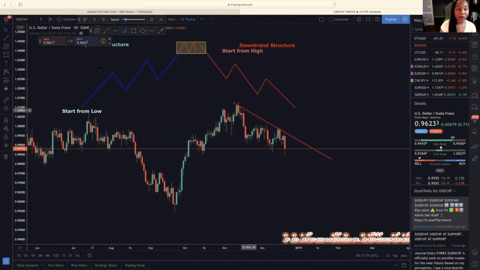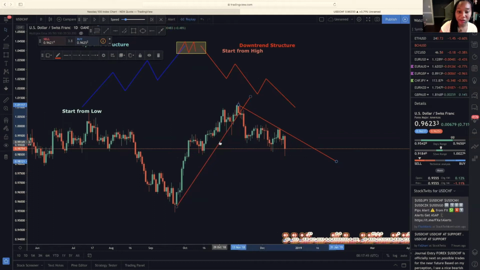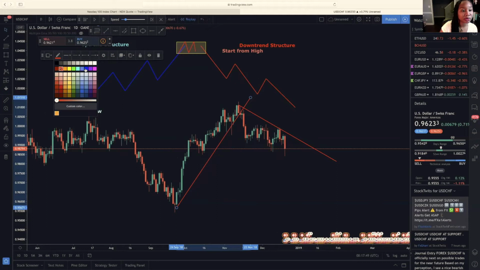So then we're going to come over here to the other side. I'm going to draw this line so you can, I guess, kind of tell the structure. Here we go. Make it blue. Okay. So like I said, it's going to start from a low, and then you're going to have a higher high, higher low, higher high, higher low, higher high.